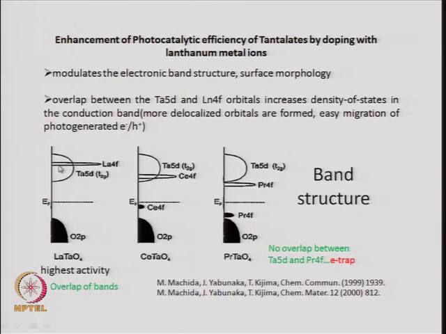But now, the energy of the lanthanum 4f orbital, which is a very narrow band, is lying somewhere within the energy levels possible for the tantalum 5d band. When such a thing happens, that the orbital energies are similar, then there is good overlap of bands. So, there is excellent overlap of the lanthanum 4f and tantalum 5d bands, and good overlap of these bands increases the activity of the catalyst. That is the case shown here, where the highest activity is reported because it has excellent overlap of the lanthanum and tantalum orbitals and bands.